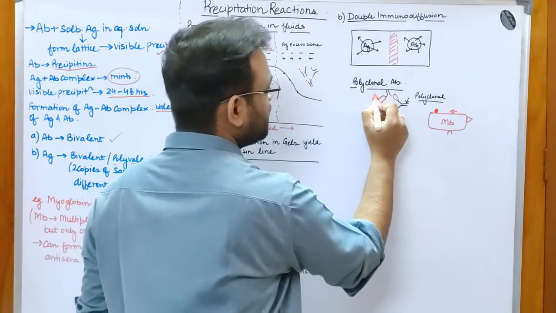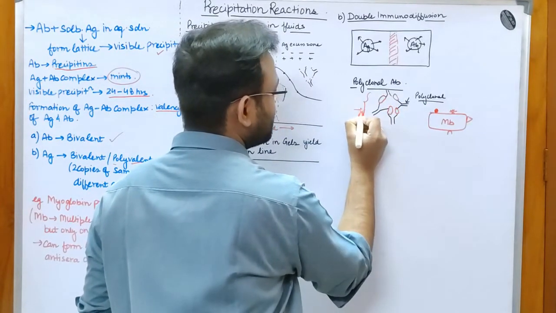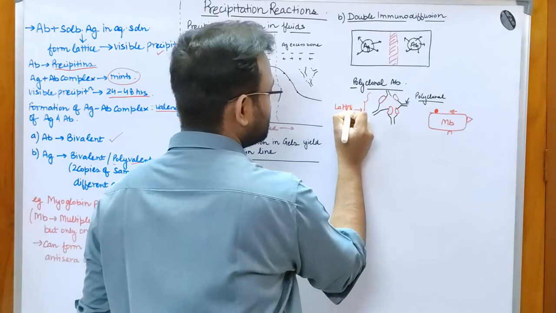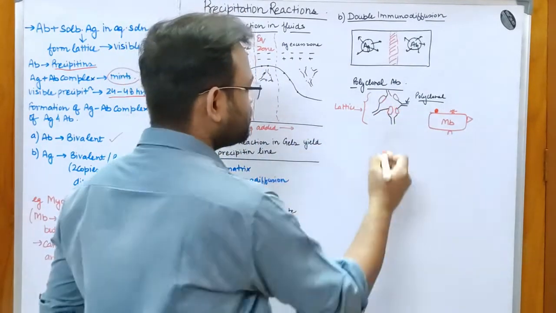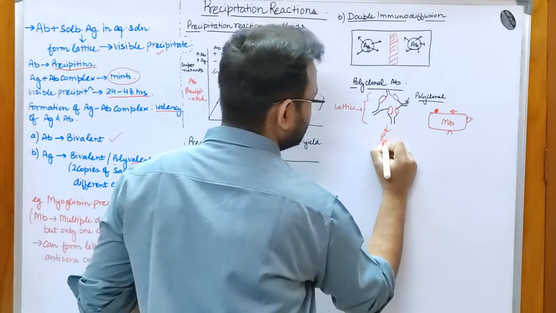So now you can see a lattice is formed. This is called a lattice. You can see that things have entangled with each other. So this is a lattice, and soon it will precipitate out.